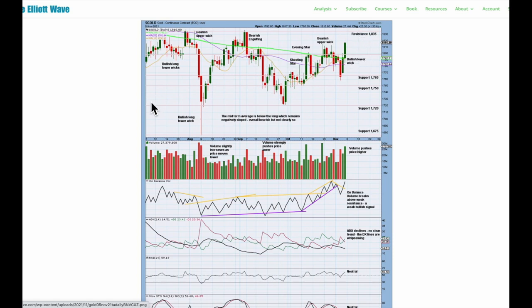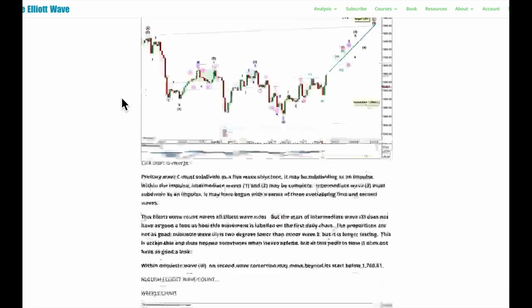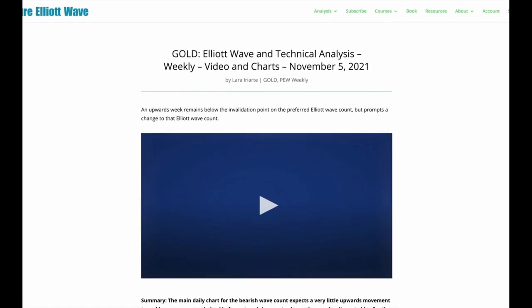So overall, I'll expect upward movement next week to about 1835, which, considering that trend line on the main daily Elliott Wave count, could be a little bit optimistic. That's all from me at the end of the week with your gold analysis.